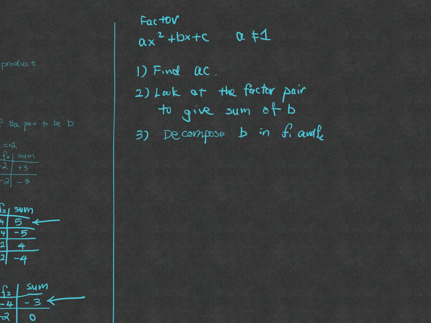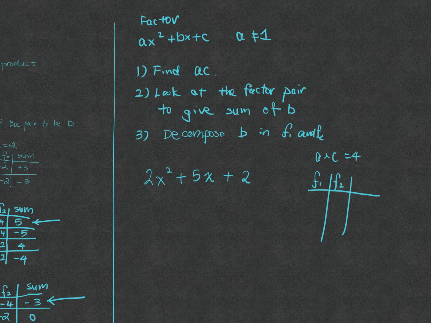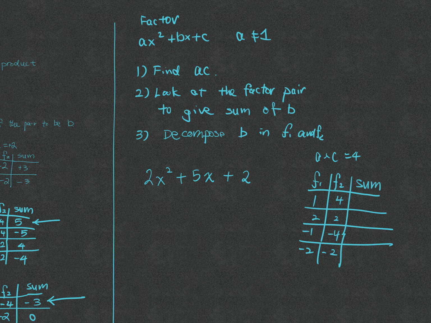So let's look at one example. If we have this one right here, what do we see? First, a times c equals 4. So let's look into the pairs F1, F2, and the sum. We have 1 and 4, or 2 and 2, negative 1, negative 4, negative 2, negative 2. We know these two are not possible because we have a positive sum here. So we add them up.